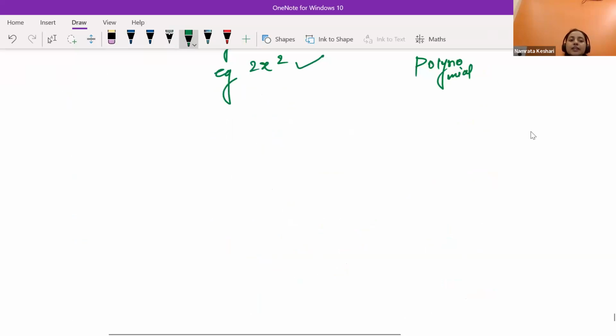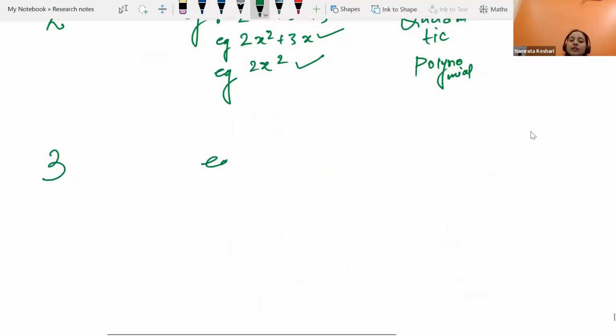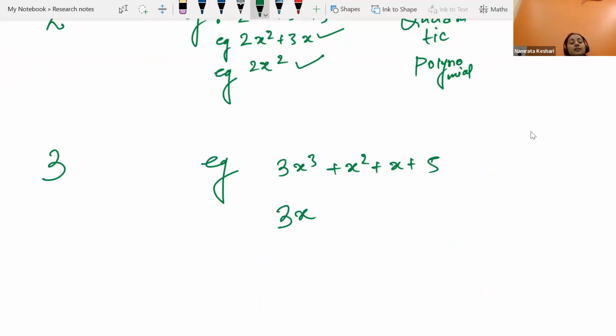When the degree of the polynomial is 3, for example, our polynomial will look like 3x cubed, and then an x square term can be there, then an x term can be there, then a constant can be there, or maybe it can be without any x square, x and 5. Even if only 3x cube is there, it is also the highest power of the variable. It's 3, and it comes in the degree 3 polynomial, whose specific name is cubic polynomial.